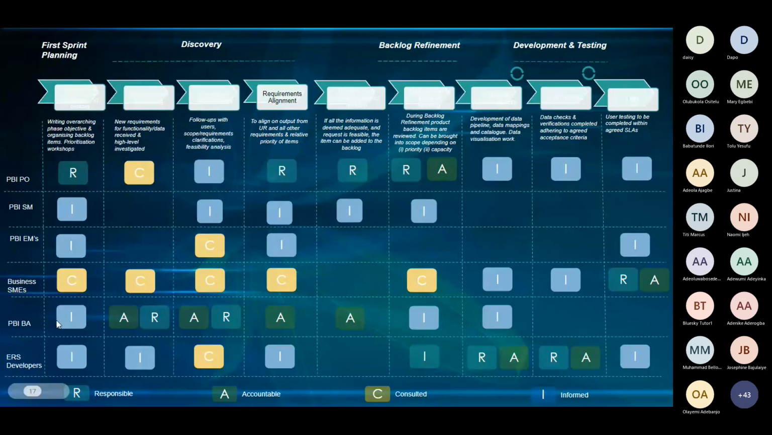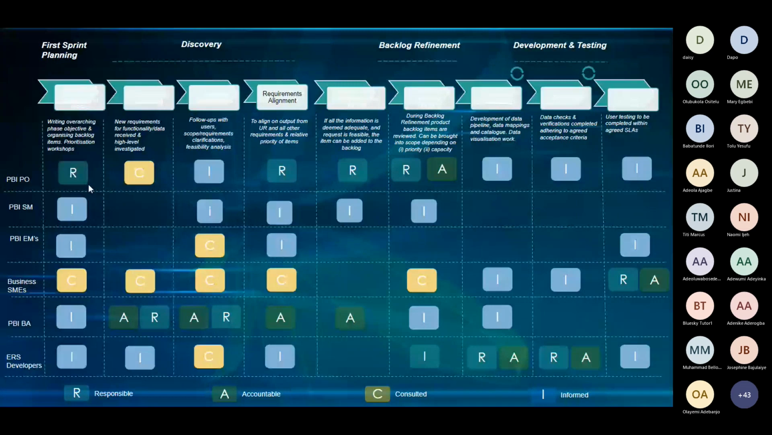And that's just what that RACI document is about. It helps you to understand who is responsible for what, who is accountable for what, who do we need to consult, who do we need to keep informed. Yeah, so that's what that looks like.